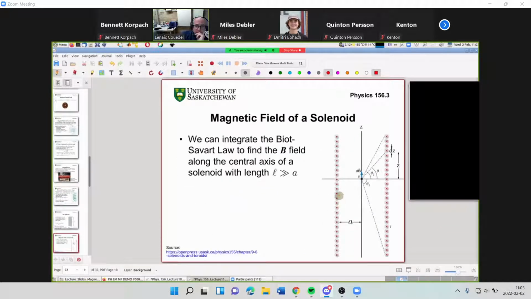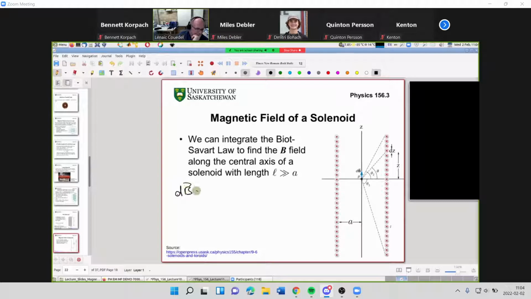Now we want to find the magnetic field on the axis of the solenoid, for a length of the solenoid which is much larger than the radius of the solenoid. So the first thing we want to do is take the Biot-Savart law.